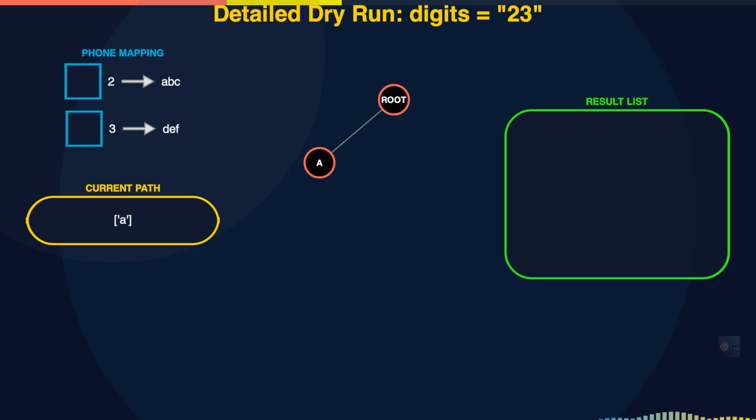Now, we move to the next digit, 3. It maps to D, E, and F. We pick the first letter, D. Our path is now A, D. Since we have used all the digits, we add A, D to our result list.